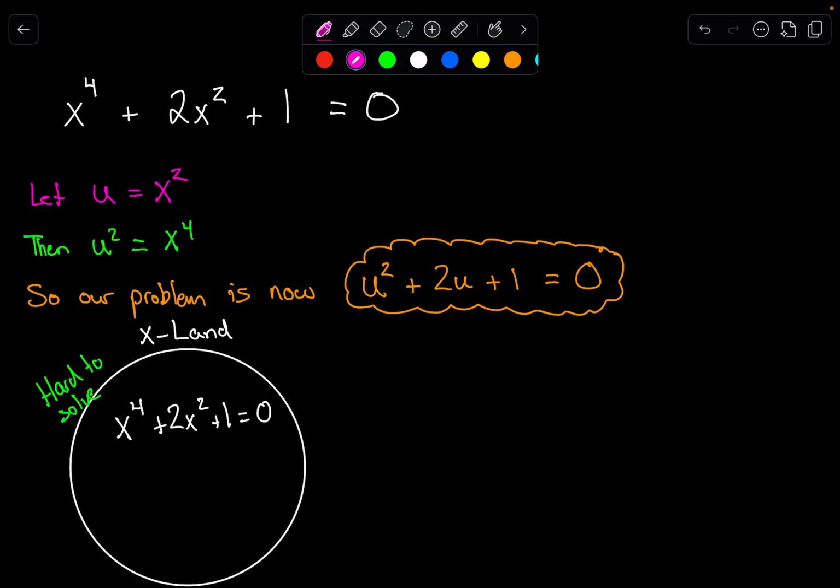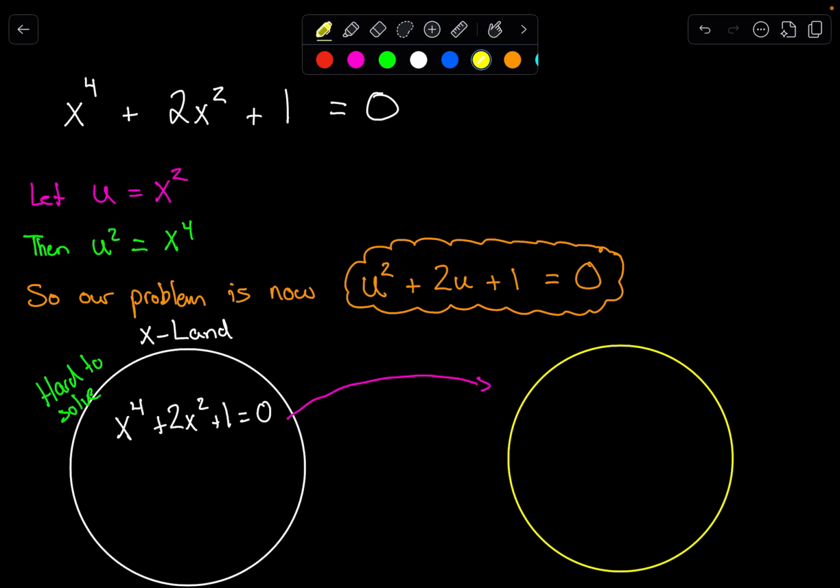And so what we do is we decide to go to a new land. Let's call it u-land. We head on over to this new world, and we take a boat. And that boat is one that we create. So we build our boat. We say we're going to get over there by letting u equal x squared. This is kind of like our conduit. This takes us from xland to u-land.